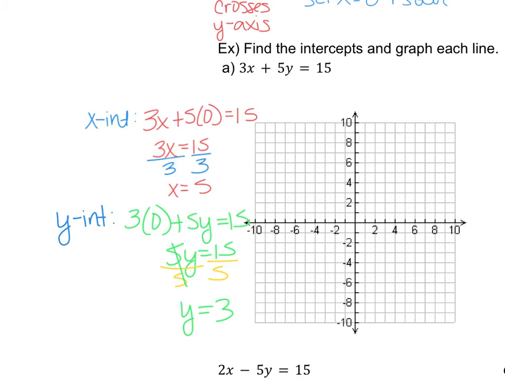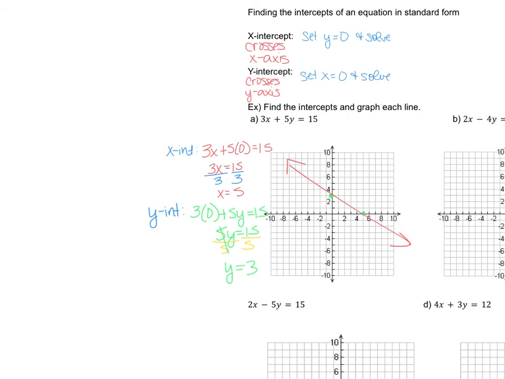Let's do the easy part, plotting them. So the x-intercept, where it crosses the x-axis, is at positive 5. And where it crosses the y-axis is at positive 3. All right, we've got our 2 points. Draw a line. Let me try one more time. Good enough. Draw your arrows. And you've got it done.